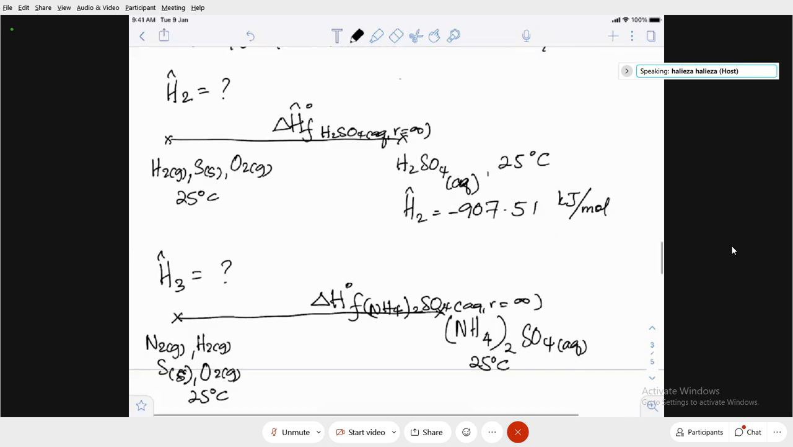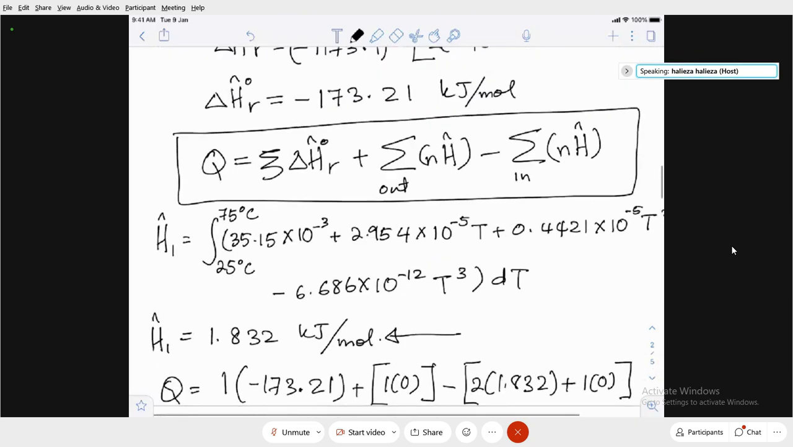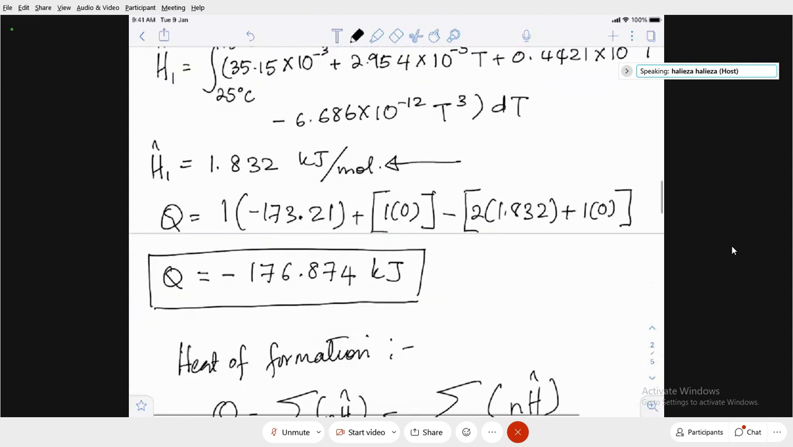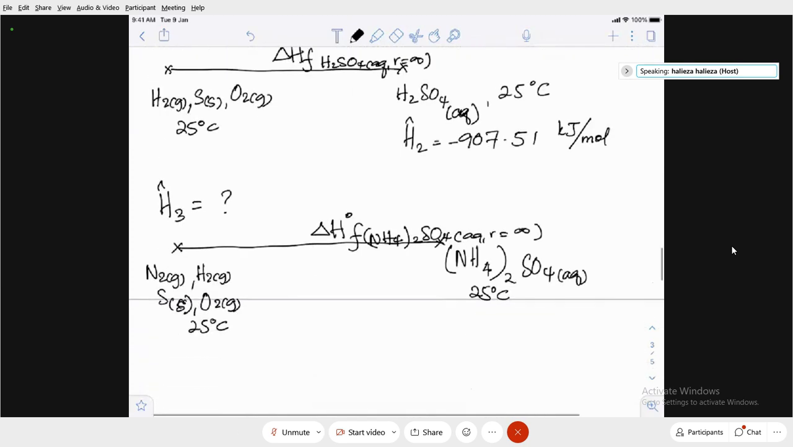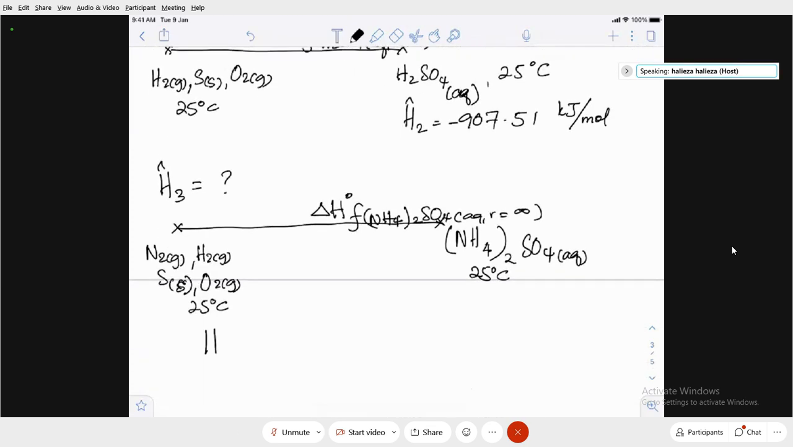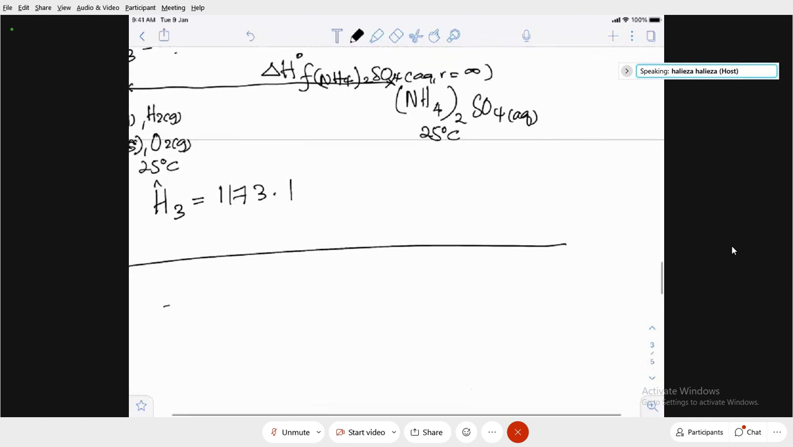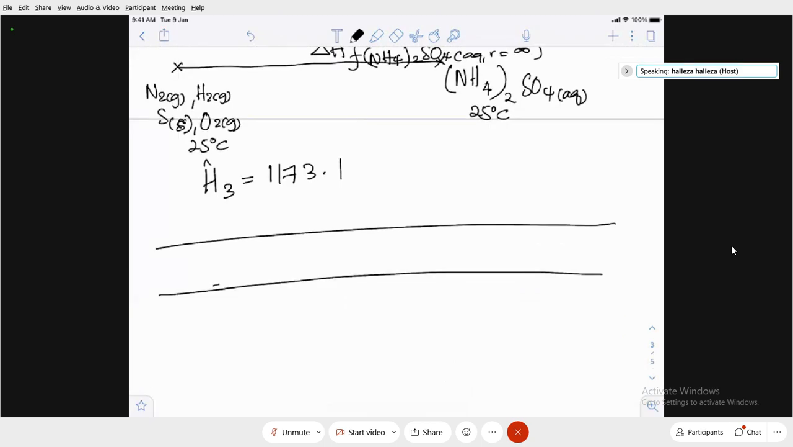So you already have that information actually when you did the calculation for the heat of reaction. And that is the value that we got from appendix B1. So that is minus 1173.1. So put that value there. That is equals to H3, minus 1173.1. So now, for this example, if you want to construct the table, you can do so because you have the values for all three components.